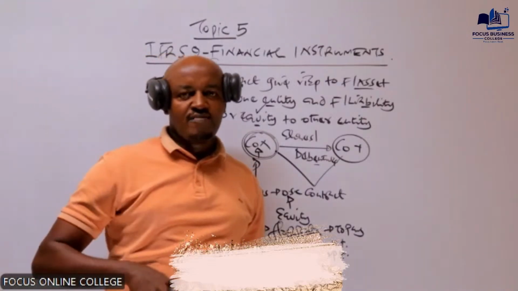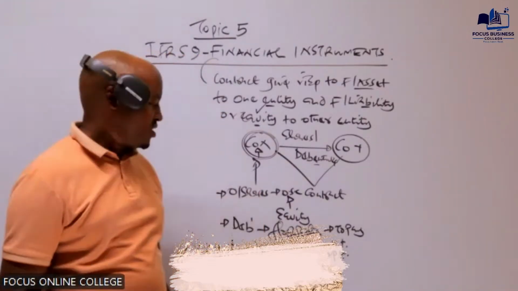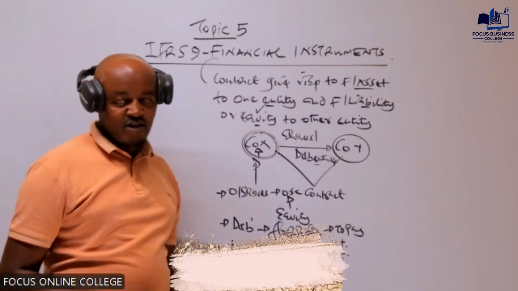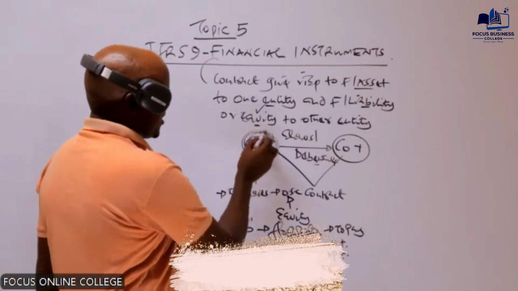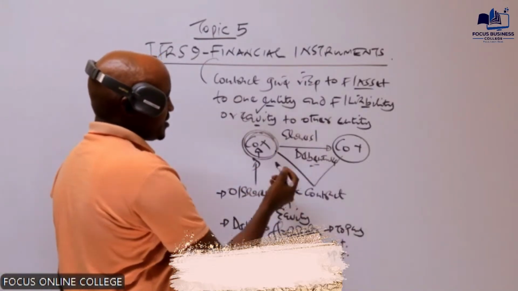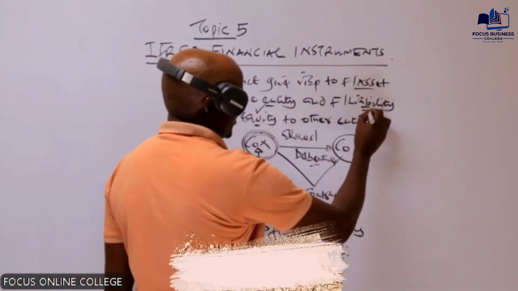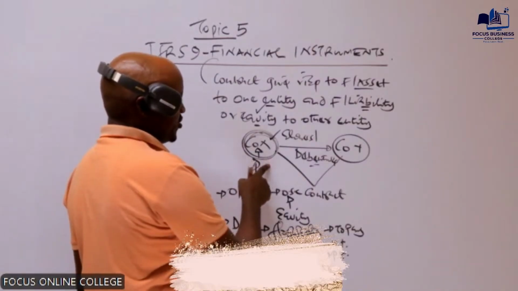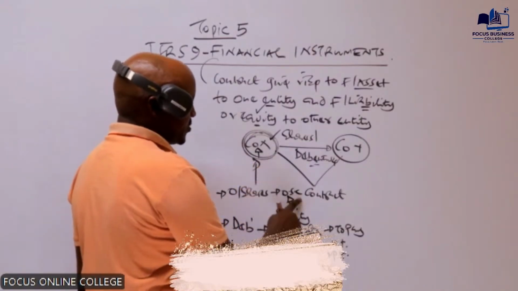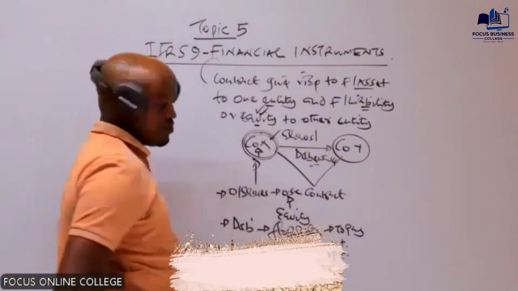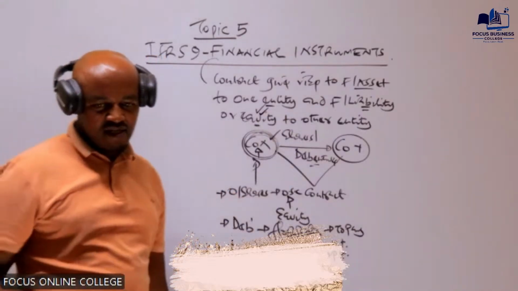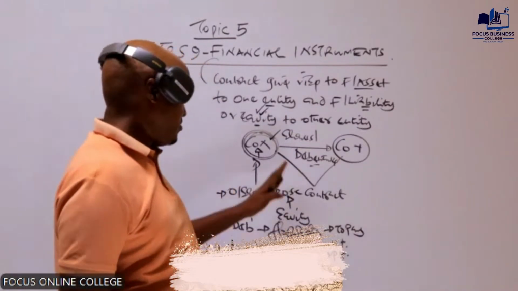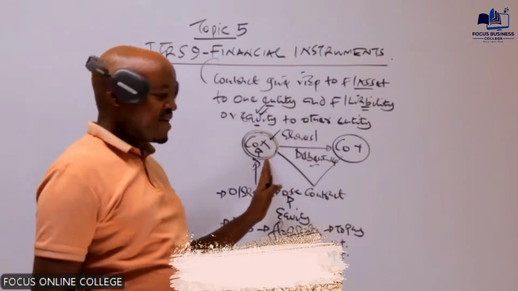So therefore, once a company has issued debentures, that will give rise to a financial liability. And if this company issues ordinary shares, the company will issue ordinary share capital in shillings that gives rise to equity. In this case, equally, we assume our company is holding these shares or debentures issued by company Y.